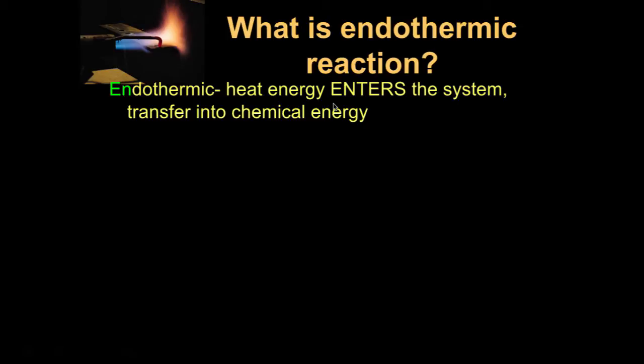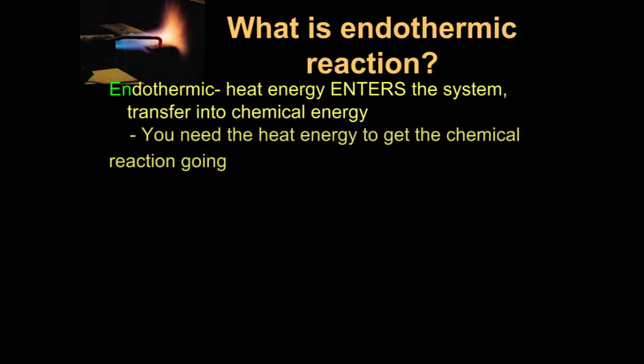For example, when you're having an endothermic reaction, you need those energy going to your chemical, all those compounds, to have your chemicals get it going and then change into something new. You need those heat energy, basically. So therefore, the heat energy enters into your system and transfers into chemical energy to get it going. So you need the heat energy to get the chemical reaction going.